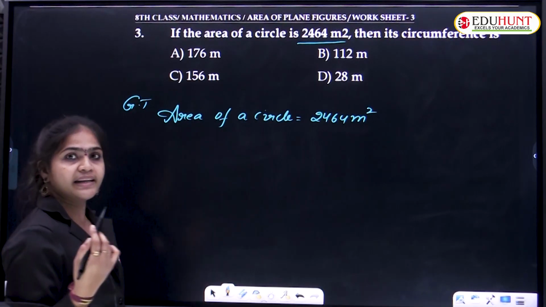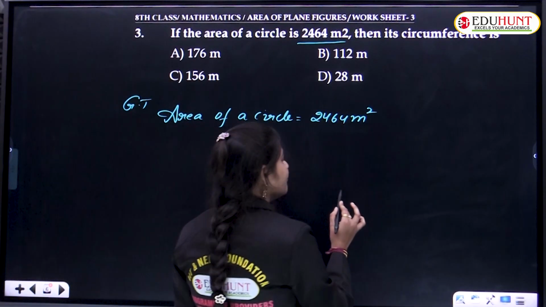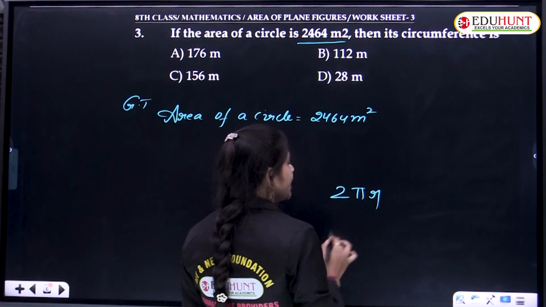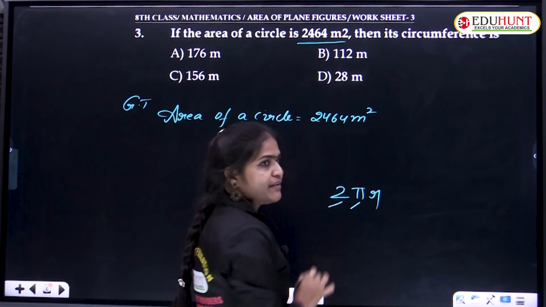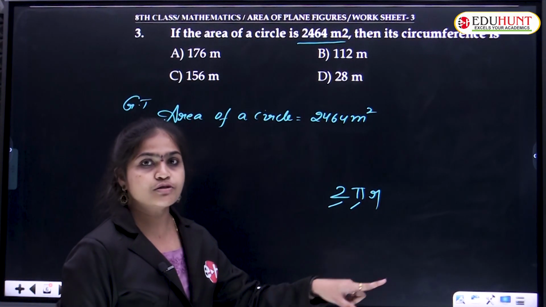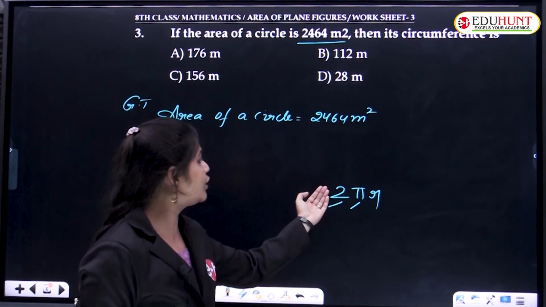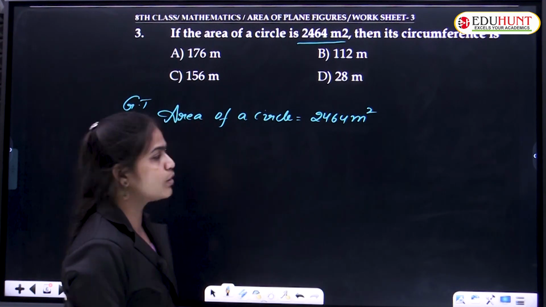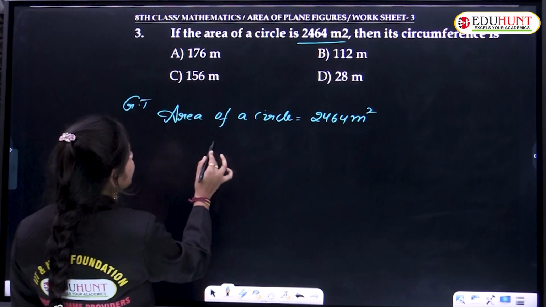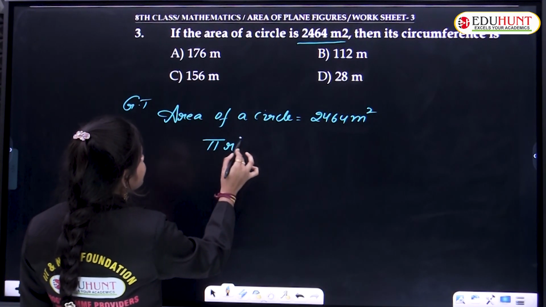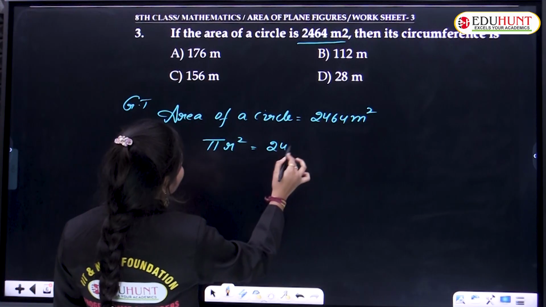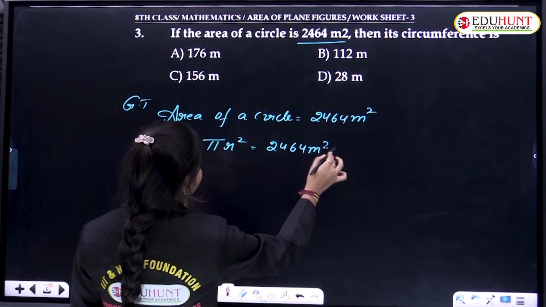Okay, before going to find the circumference, what is the formula? 2 pi r. Here the 2 value is there, the pi value is there, but the r value is not there, no? So by using the area of a circle, we need to find the r value. What is the formula for the area of a circle? Pi r square, which is equal to 2464 meters square.